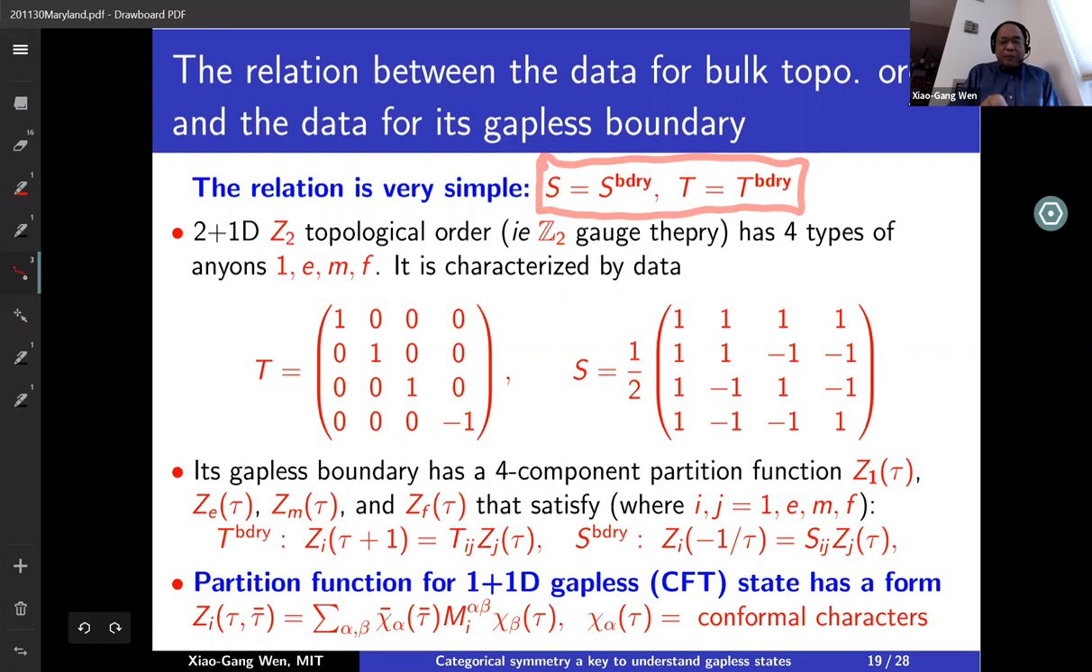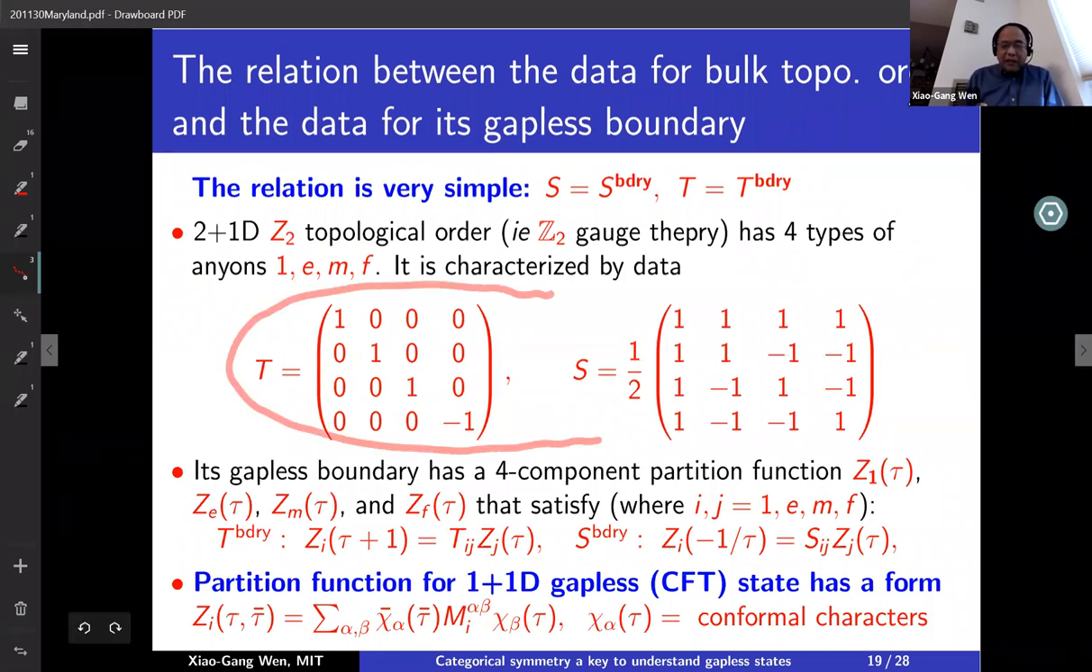So that's the setup, so we can obtain this relation. For example, for the Z2 topological order or Z2 gauge theory, there are four types of anyons. There are four ground state degeneracies, and these four degenerate ground states transform like this, as a 4x4 matrix under this modular transformation. That's for the ground state of the topological order.